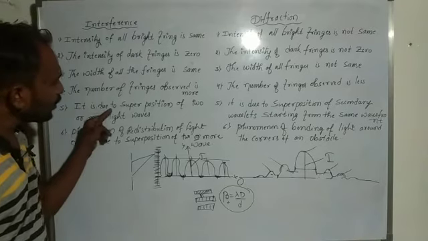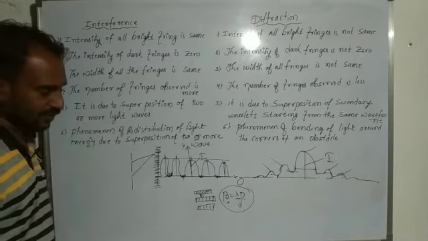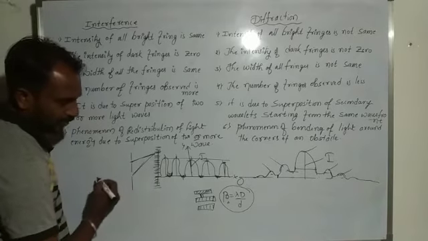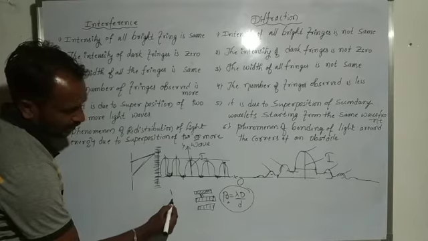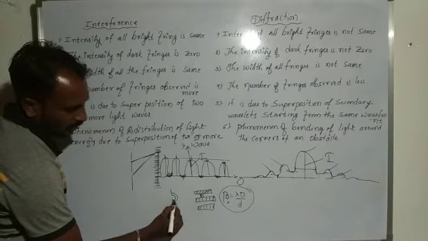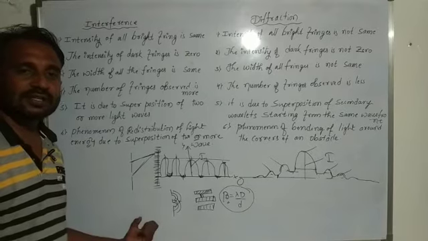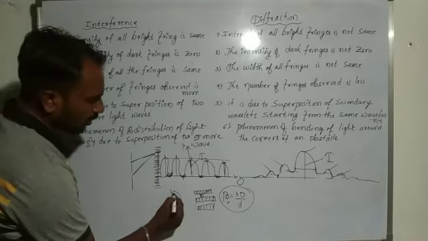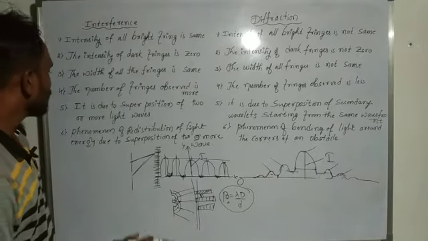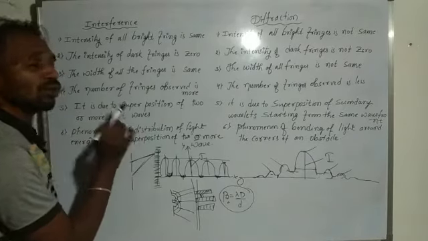Next one, it is due to superposition of 2 or more light waves. You already know that. Here we consider one wave and this one is another wave. For example, in Young's double slit experiment, this one is one wave, another wave. Crest to trough. It means one wave falls on the other wave. So this one we consider the superposition principle. For this reason, we get alternate dark and bright bands on a screen. So in interference, it is due to superposition of 2 or more light waves.